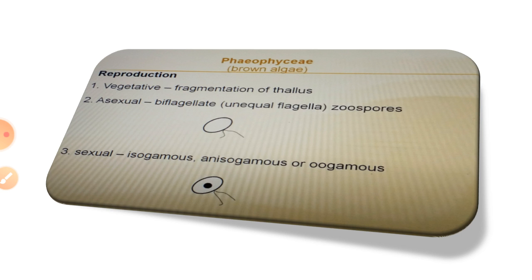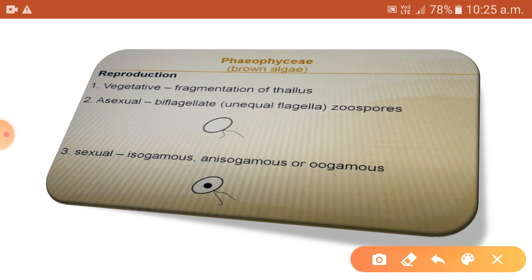Vegetative reproduction in Phaeophyceae takes place by fragmentation of the thallus. Asexual reproduction in brown algae is by biflagellate zoospores that are pear-shaped and have two unequal, laterally attached flagella. Sexual reproduction may be isogamous, anisogamous or oogamous. Union of gametes may take place in water or within the oogonium in the case of oogamous species. The gametes are pyriform or pear-shaped and have two laterally attached flagella.